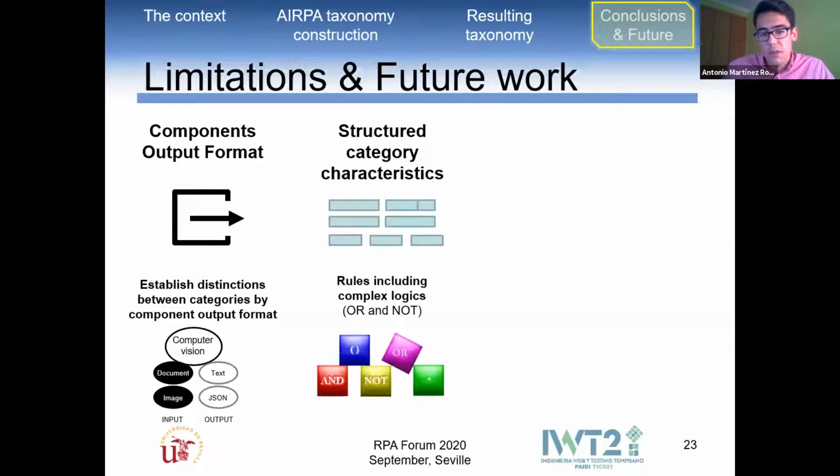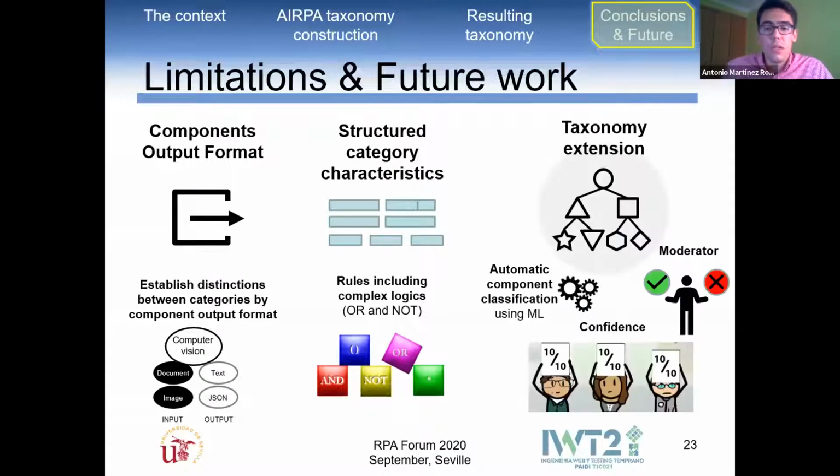One of the great challenges we face is to structure the characteristics of the categories, since to determine the belonging of the components to the taxonomic categories, right now, it is only identified by plain text. So it would be necessary to include logical rules to identify the belonging formally.